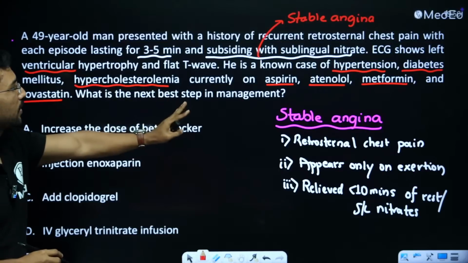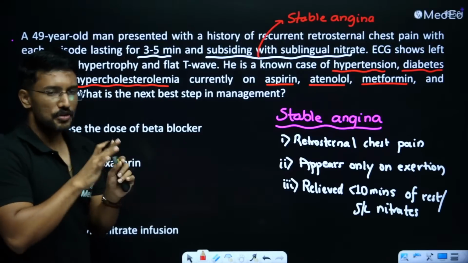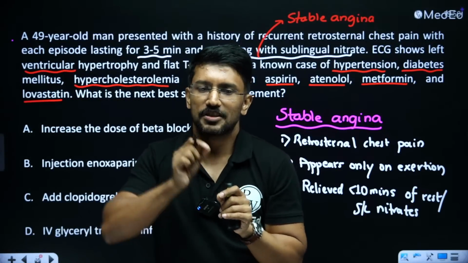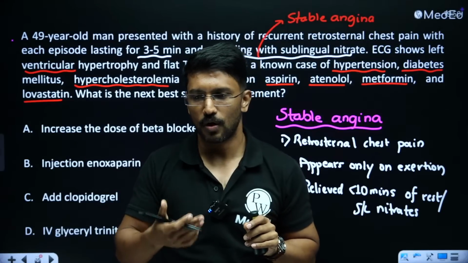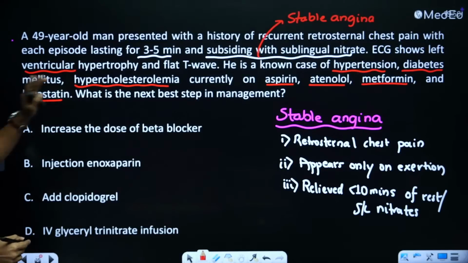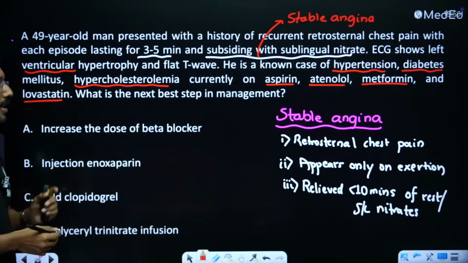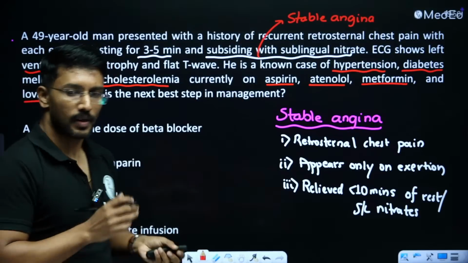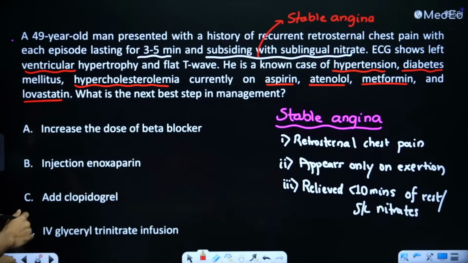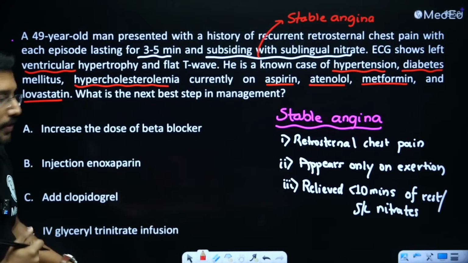What is the next best step in the management? He is already on medications for stable angina, but his angina attacks are not coming down. So what should I do? One option is increase the dose of beta blocker. Second is injection enoxaparin. Third is add clopidogrel. Fourth is IV glyceryl trinitrate infusion. What do you think should be the answer here? Okay, Kaveshri, good. So here the answer should be increasing the beta blockers.